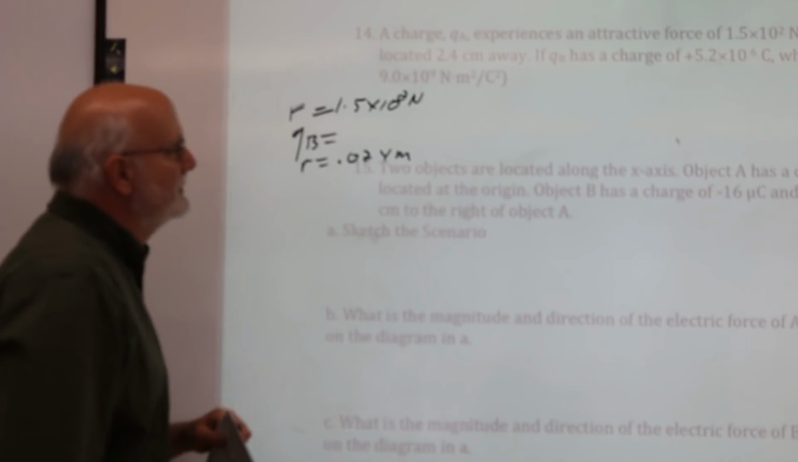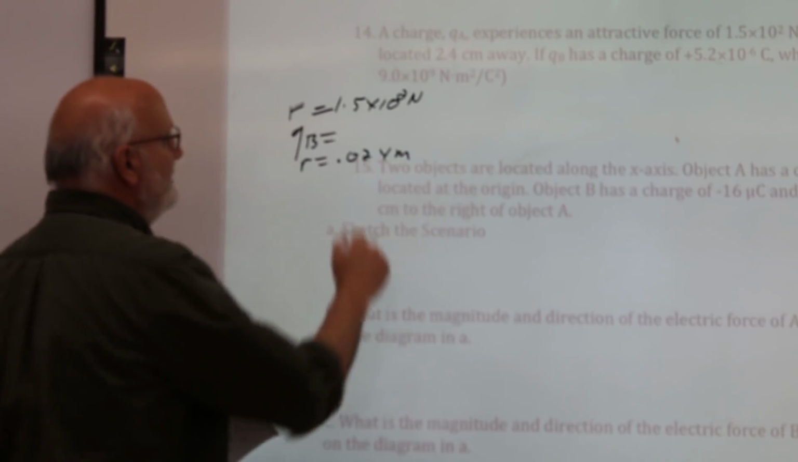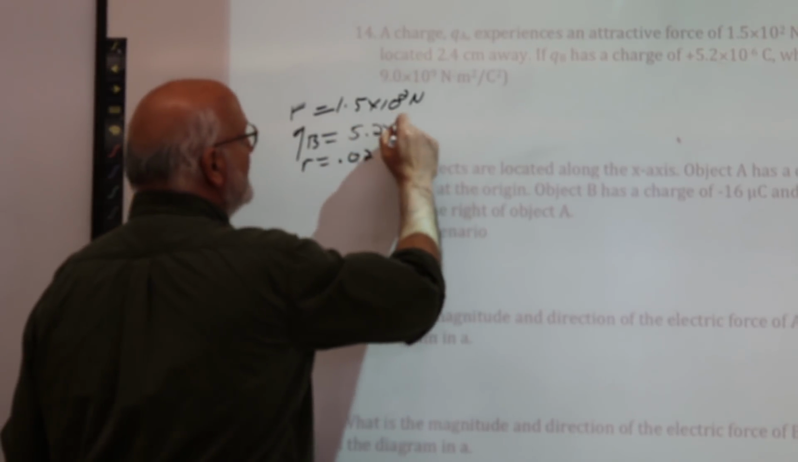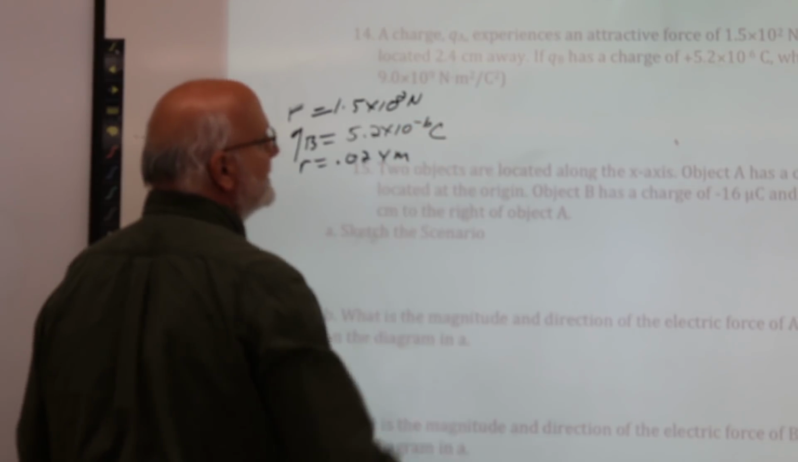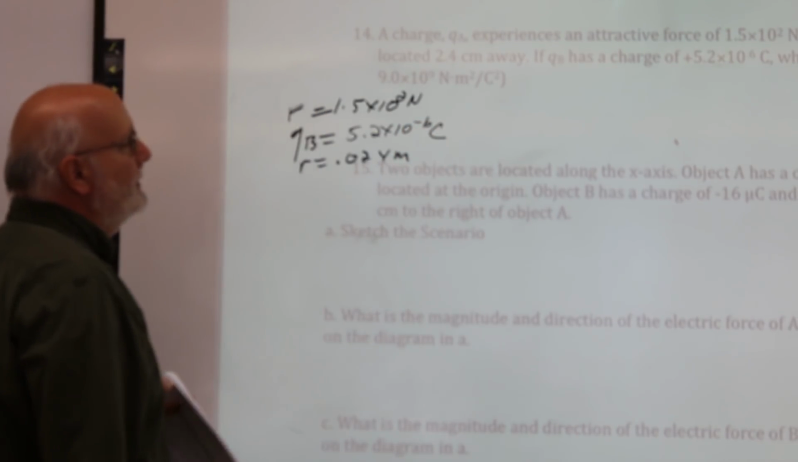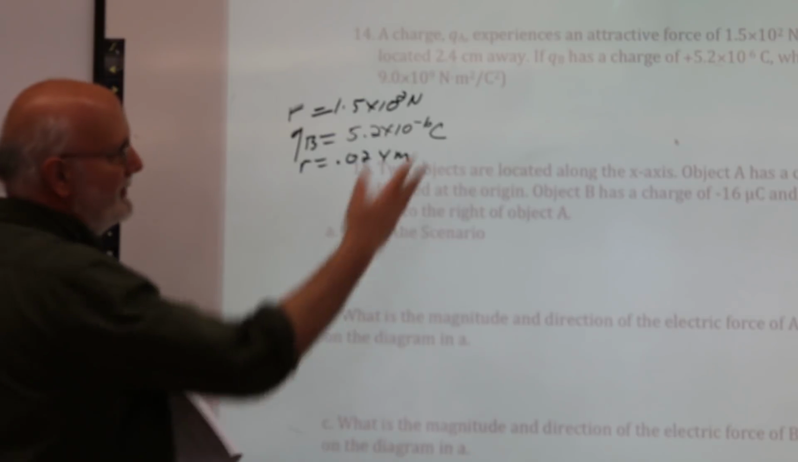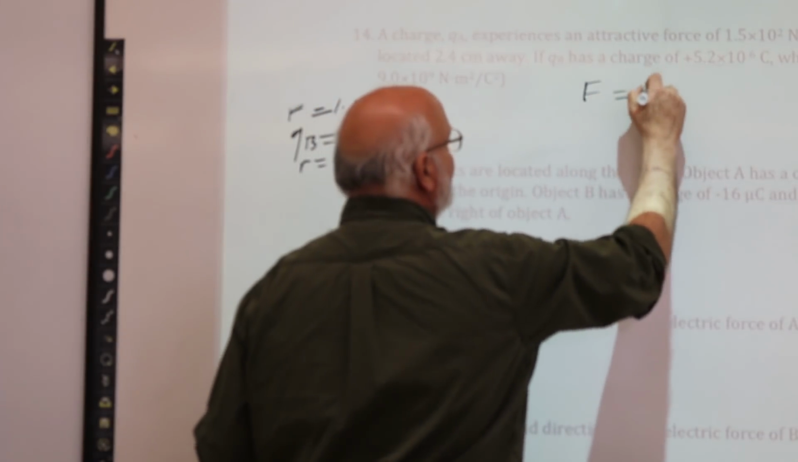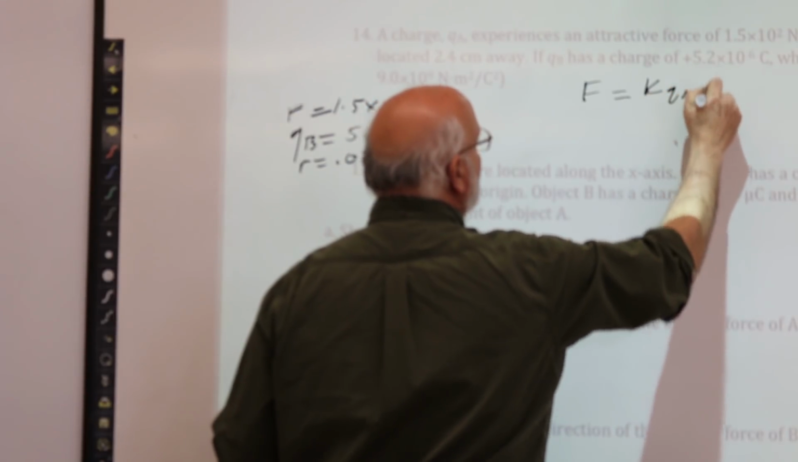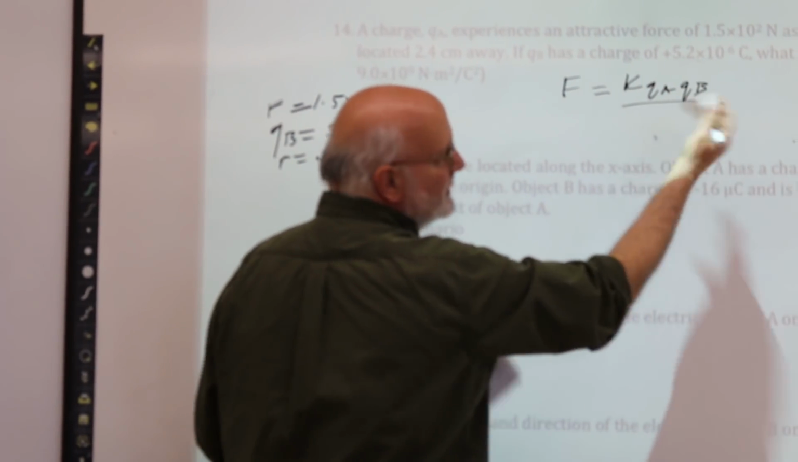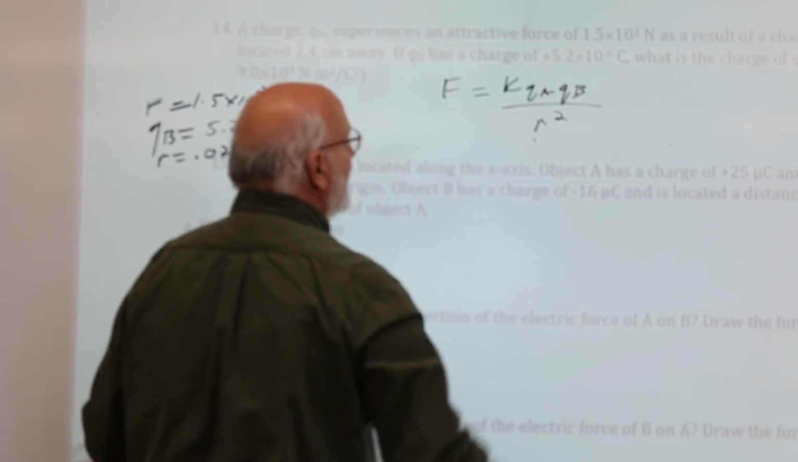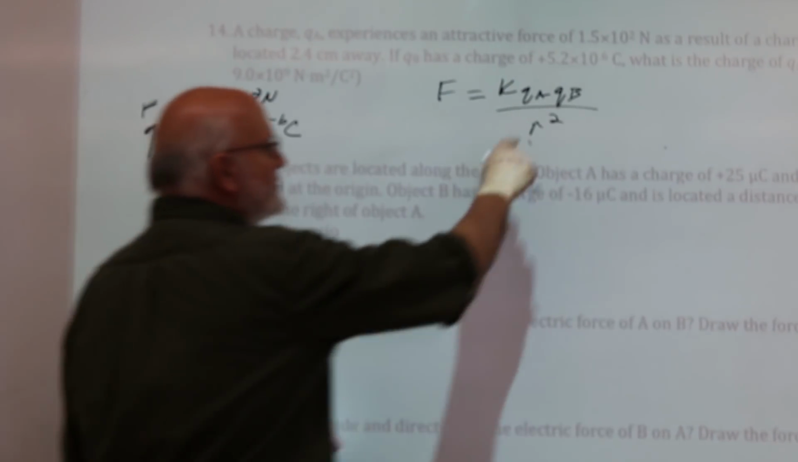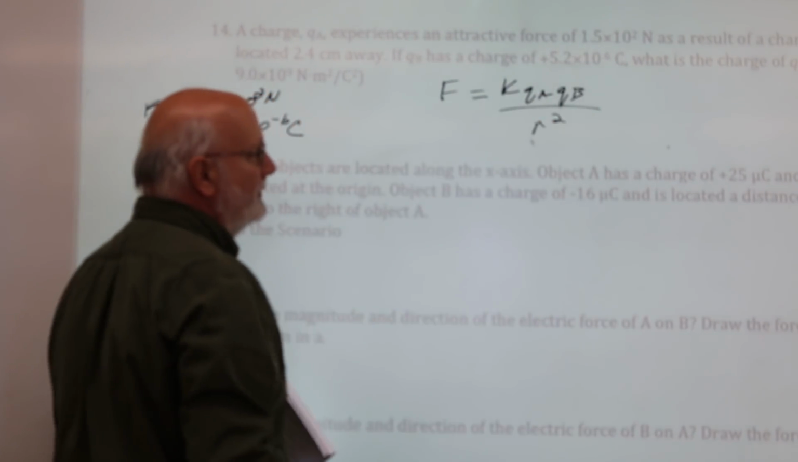Remember, you've got to be in meters. Okay, QB has a charge of 5.2, 10 to the negative 6 coulombs. That's a microcoulomb. What is the charge of QA? And we know what K is. So you go, the force equals K, QA, QB, could be 1, 2, AB, whatever you want, over R squared. We want to figure out the charge of QA. So let's isolate for it.